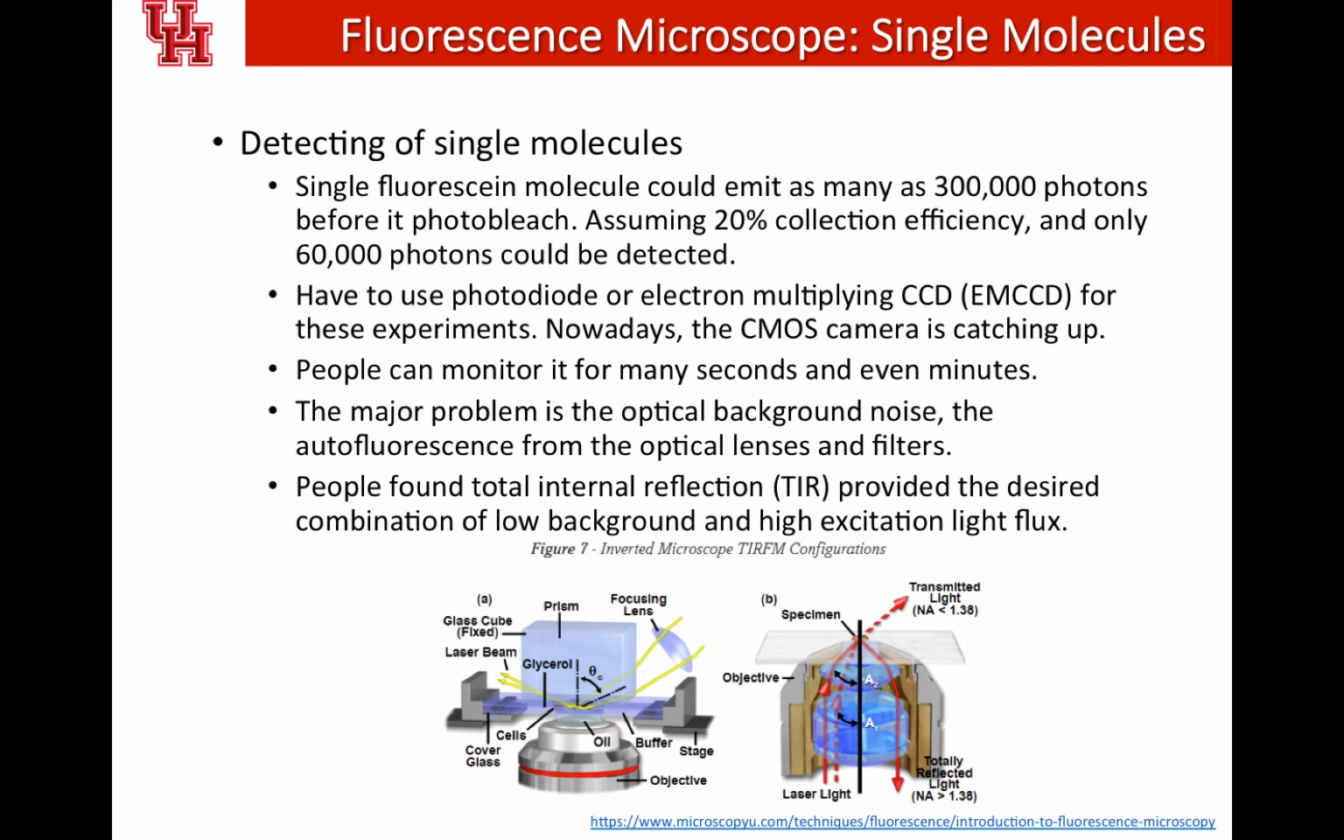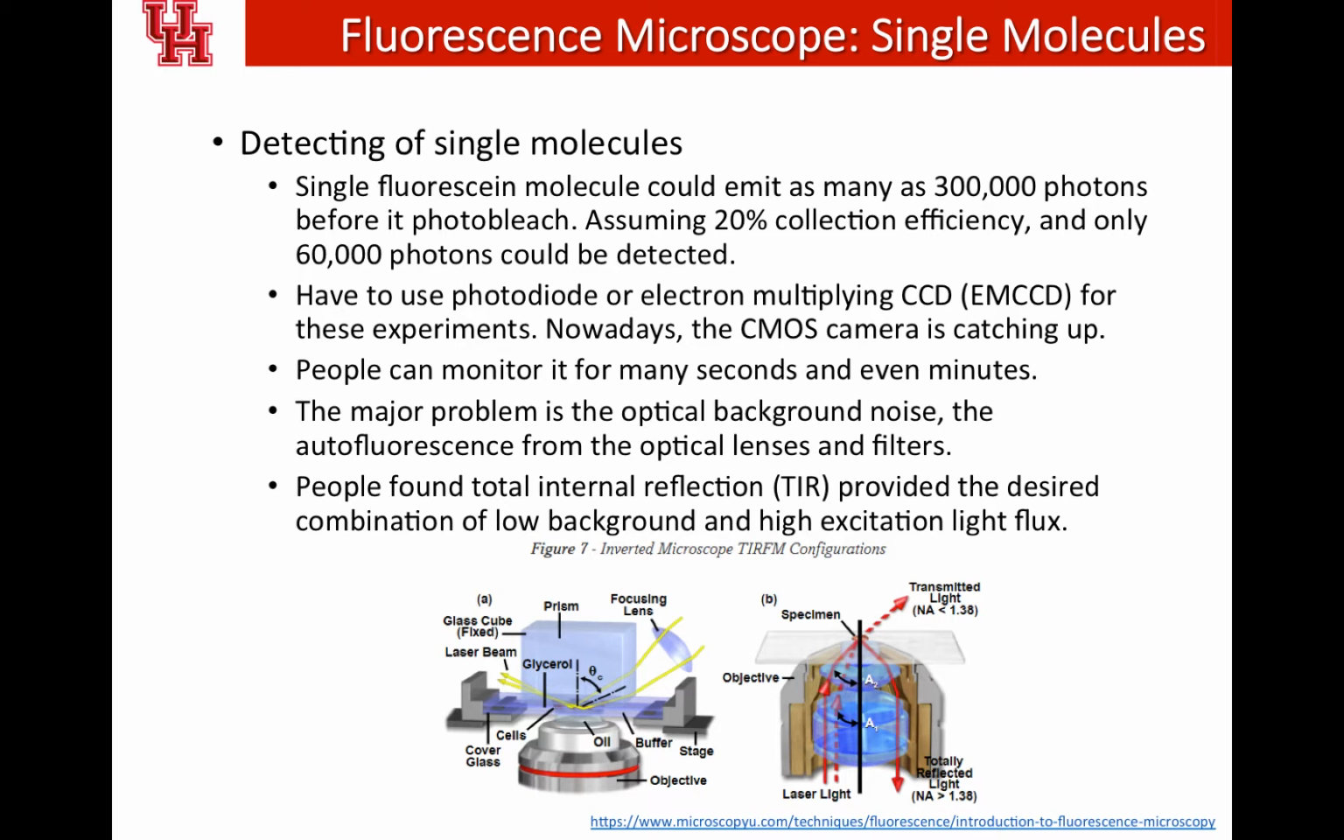However, the major problem is optical background noise. Those fluorescence background signals, the autofluorescence, because many components in your optical system could have this autofluorescence effect, will give you a pretty big background. And on top of the background, you only have a really weak signal, so you cannot easily see those single molecules. That's why people found that total internal reflection, TIR, provides a desired combination of low background and high excitation light flux.